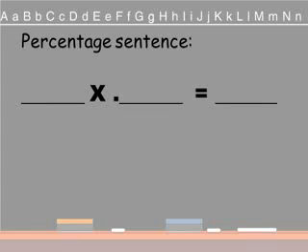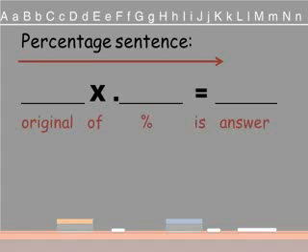So here is our percentage sentence. This is the format. This is what it will always look like. You're going to read it from left to right like you read a written sentence. We're going to take our written sentence and convert it into a mathematical sentence. So the first blank is always the original amount, the principal. Of means that you're going to use the operation of multiplication, so you can have a times symbol. And then percentage gets converted to a decimal number, and we will talk about that later to do the computation. Is means the equal sign, and the answer is the product of the question.